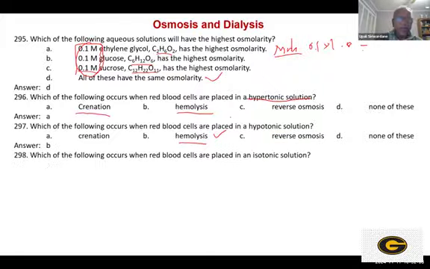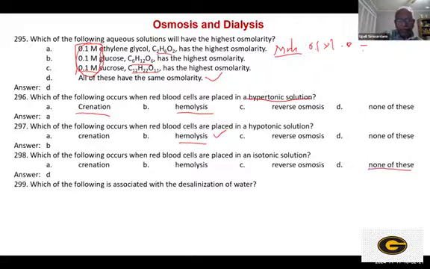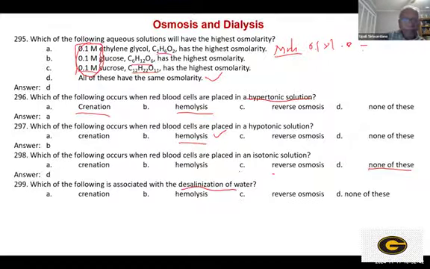Which of the following occurs when red blood cells are placed in isotonic solution? None of these. Which of the following is associated with desalination of water? Desalination is salt water applying pressure, reversing the osmotic process, reverse osmosis. That's the answer.